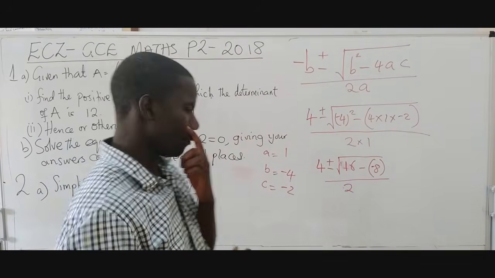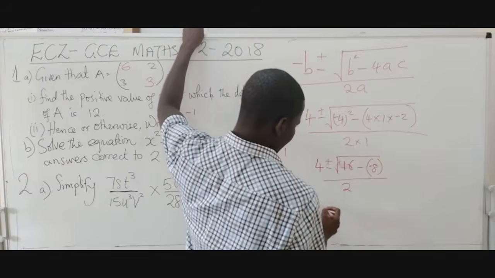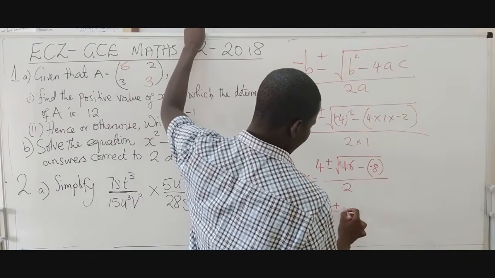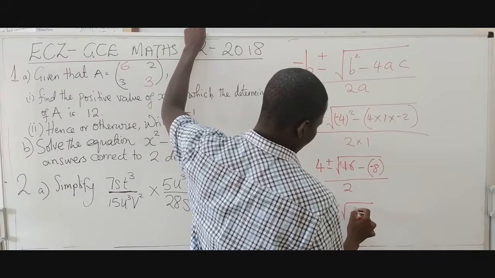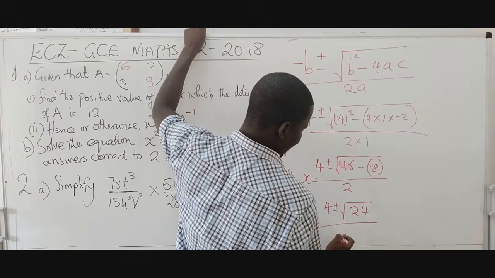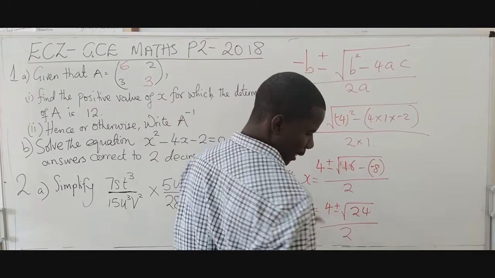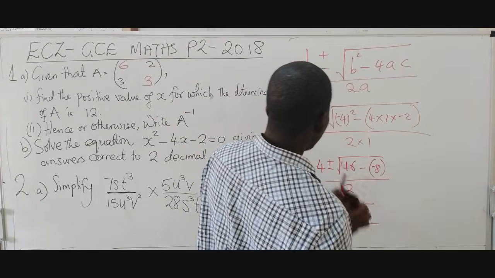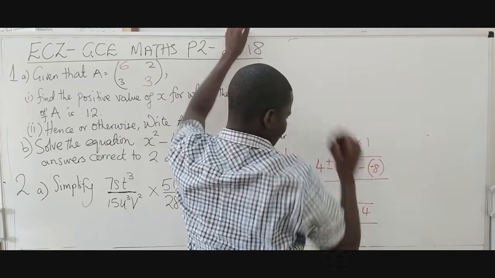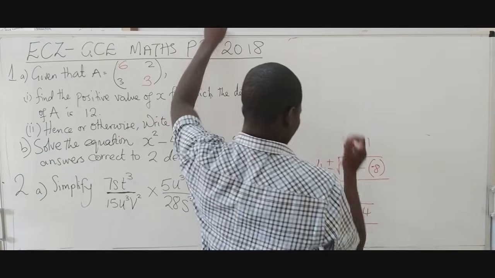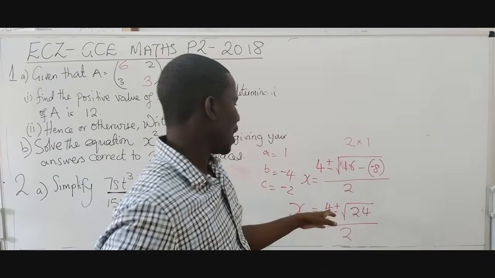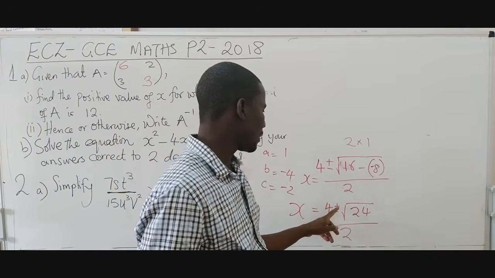Then we proceed again from this point. Remember here we are dealing with x. So we have 4 plus minus the square root of, these ones are going to be added, we get 24 here, over 2. Take note of where we are. So we come back here. x is going to give us 2 values. As you've seen here, we have 2 signs, a plus and a minus.